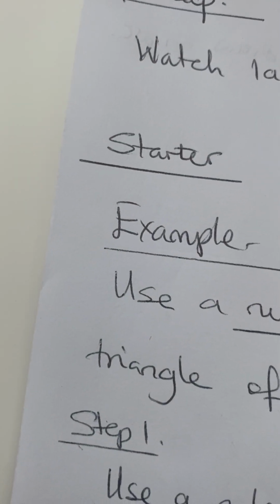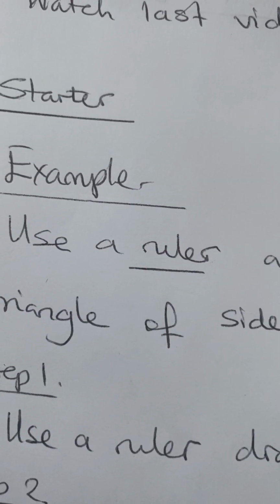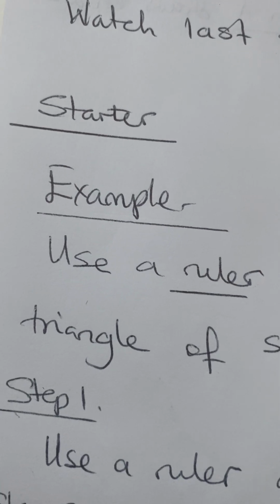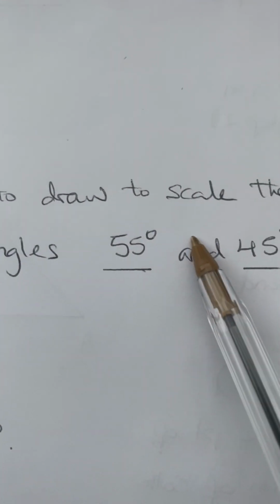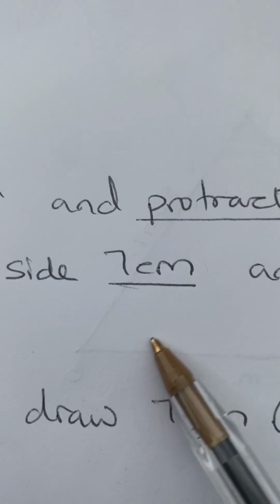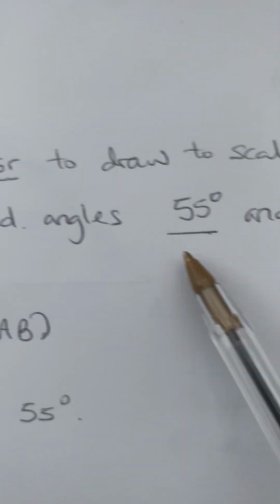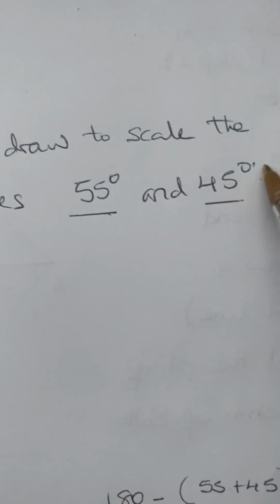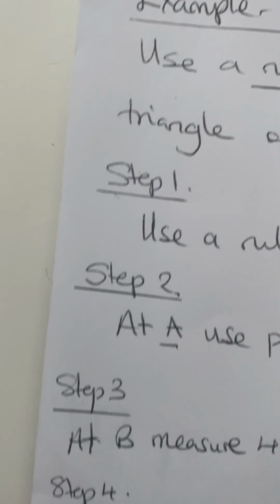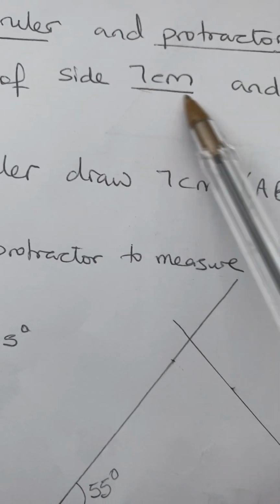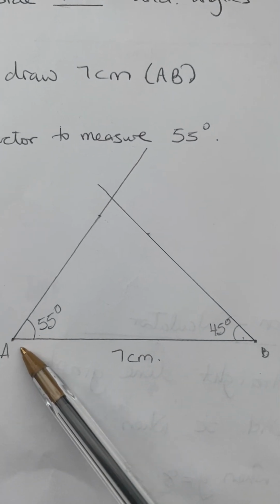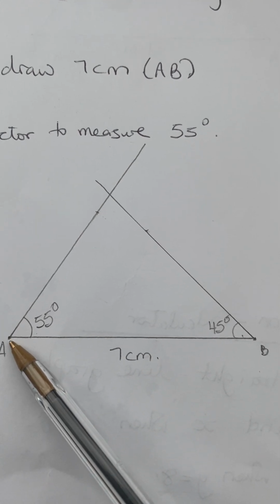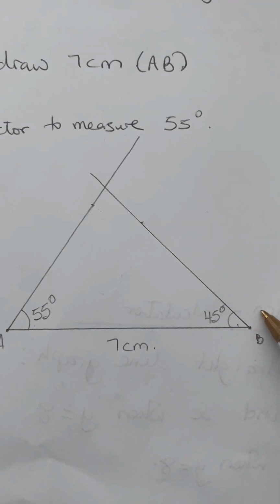Our starter today is an example. We've done videos on this. Okay, here you need a ruler and a protractor to draw, to scale, a triangle of side 7 centimeters and angles 55 degrees and 45 degrees. So first of all, you have a length. So this is to scale 7 centimeters, and then you label one end A, the other end B.